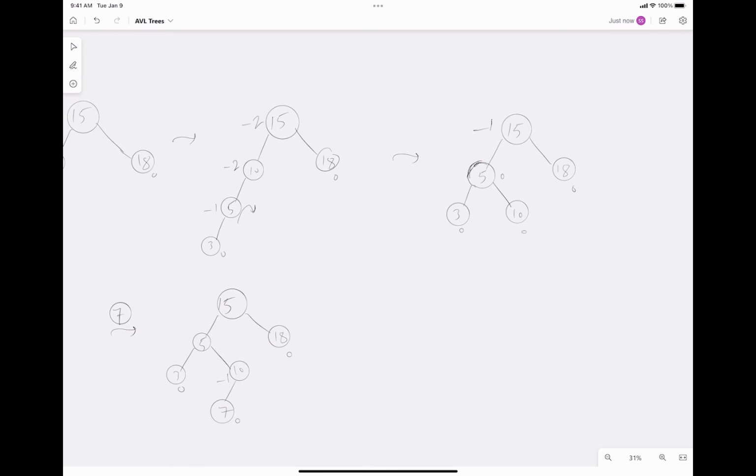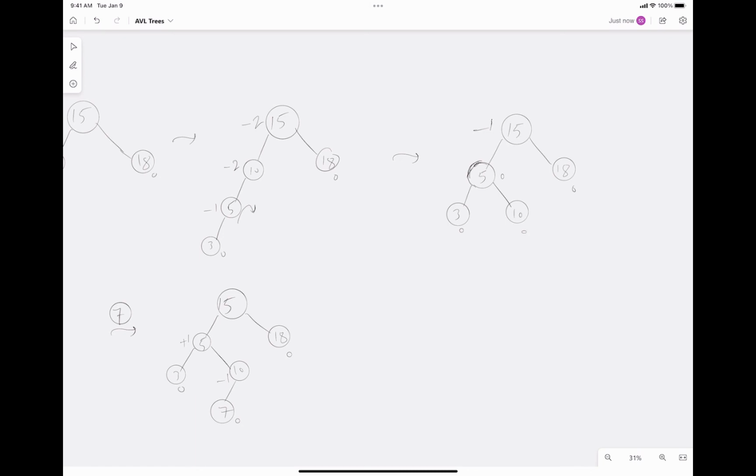For the 5, the balance factor is actually +1, and it is because, as you see here, from the right side it has a height of 3. From the left side it has a height of 2, so 3 minus 2 is going to be 1, so it's +1. Now let's see the balance factor for 15.